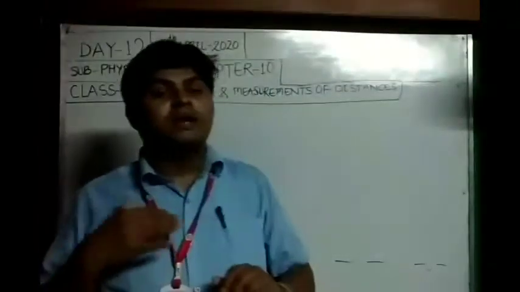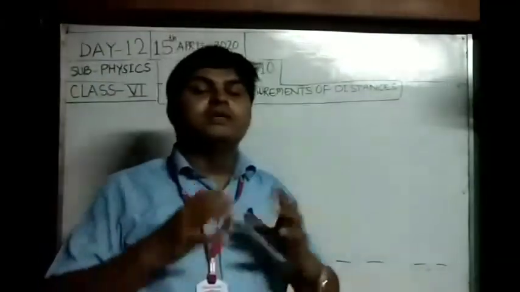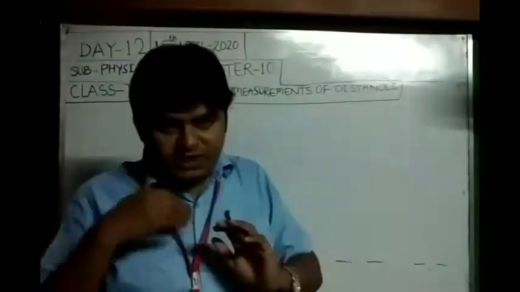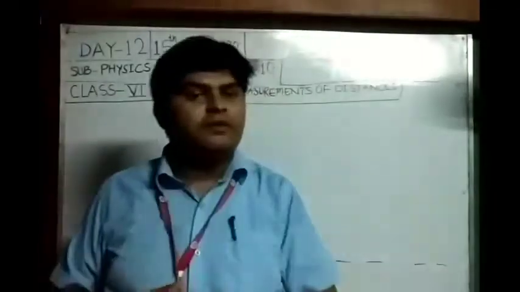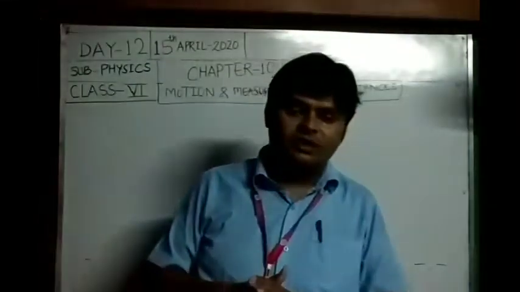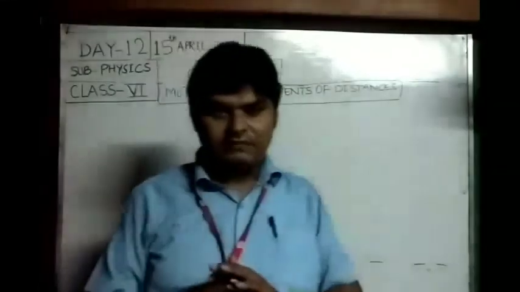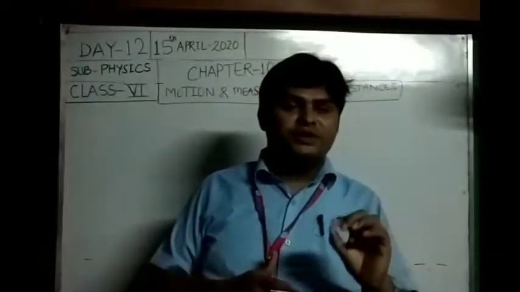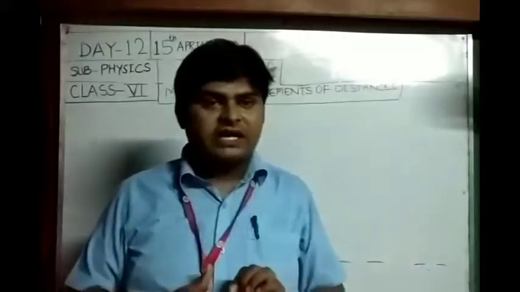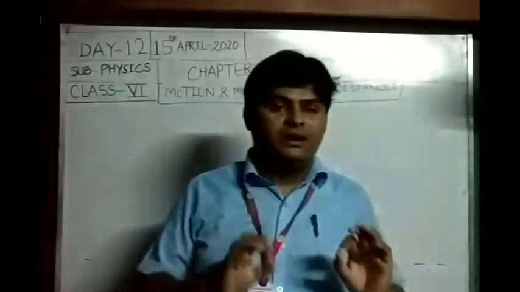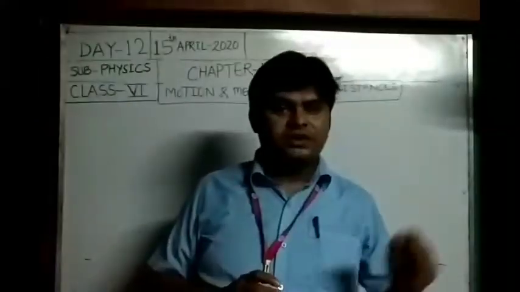Third one is vibratory motion or oscillatory motion. The motion in which an object moves to and fro about its mean position is called oscillatory motion or vibratory motion. As for example, when you play the guitar, the motion of a string of the guitar is an example of vibratory motion, because it vibrates from its mean position to the extreme position.